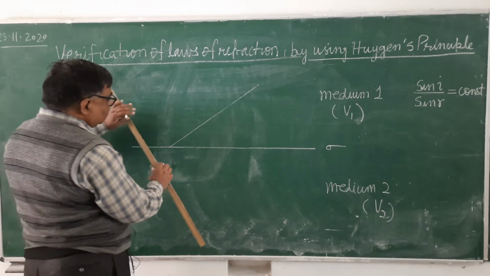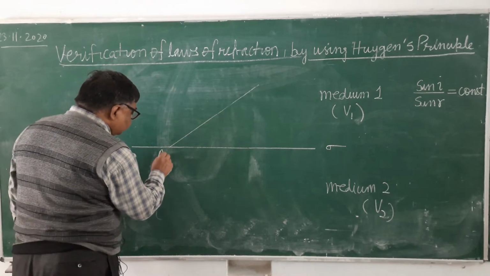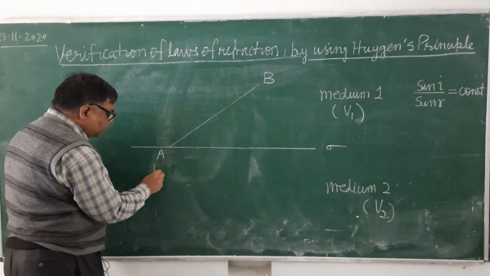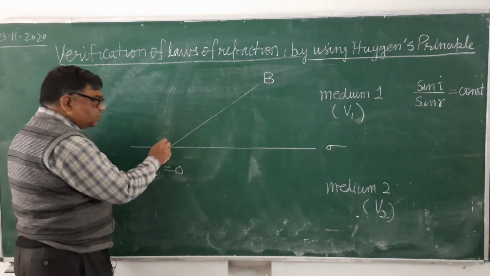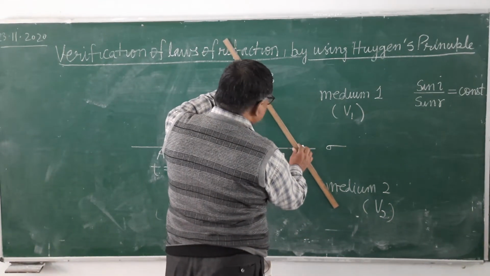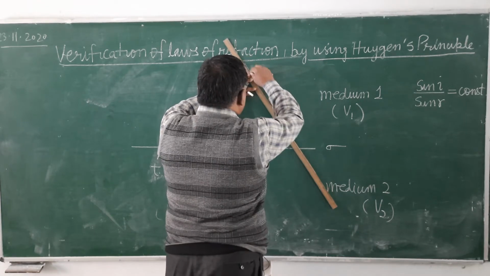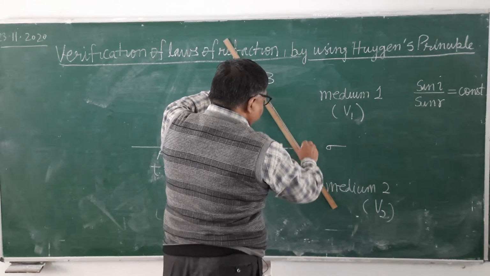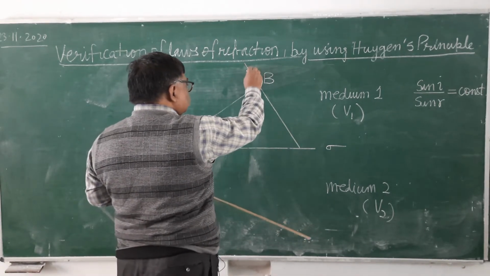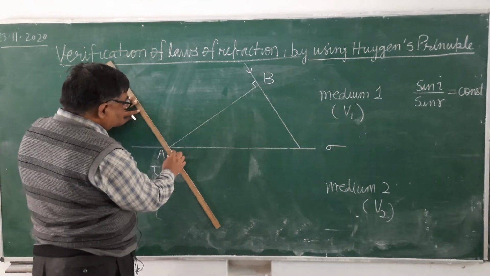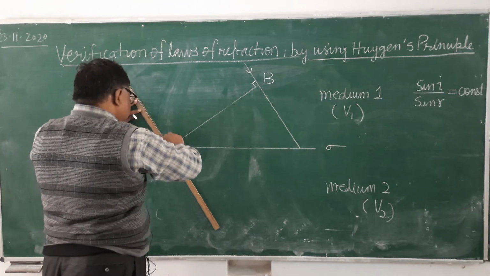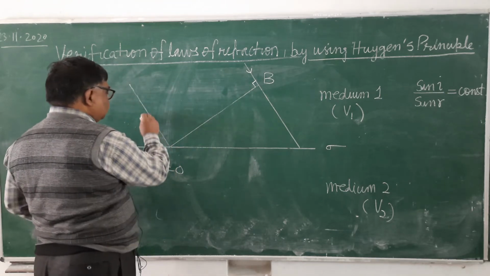Here this is a plane wavefront AB which is incident at point A of the refracting surface at time t equals 0. Since this is the wavefront, what will be the direction of propagation of the wave? The direction of propagation will be this, normal to the wavefront. One wave is this, and here at this end, the direction of propagation will be this. It's clear.